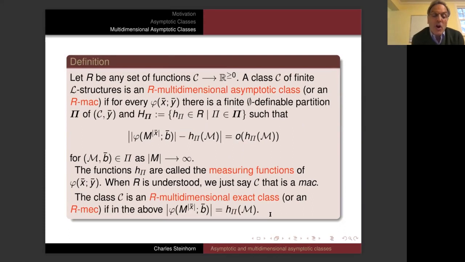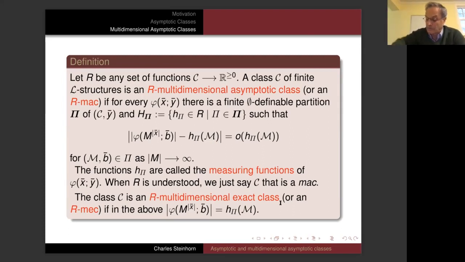We say that it's an R multidimensional exact class if in the above, instead of saying that the number of elements is approximately equal to h pi of m, you get that they're exactly equal to them. So we'll encounter some exact classes as we go ahead.